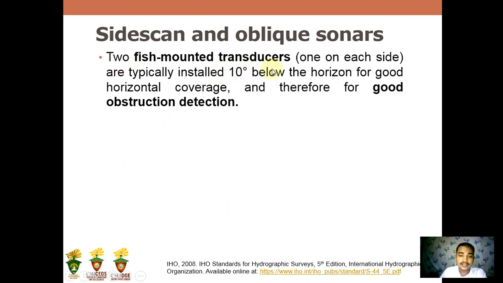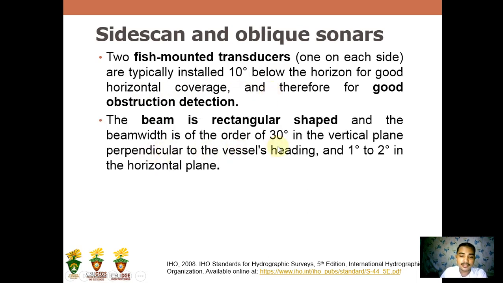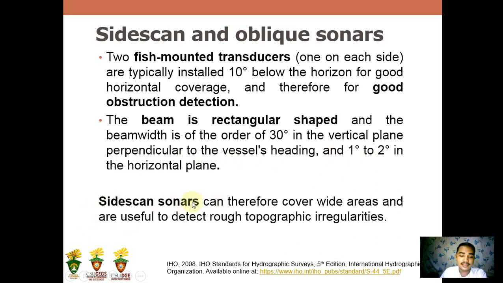So a two fish mounted transducer, one on each side, are typically installed in 10 degrees below the horizon for the horizontal coverage and therefore for good obstruction detection. And the beam is a rectangular shape and the beam width is of the order of 30 degrees in a vertical plane perpendicular to the vessel's heading and 1 to 2 degrees in the horizontal planes. And side scan sonars can therefore cover wide areas and are useful to detect rough topographic irregularities.